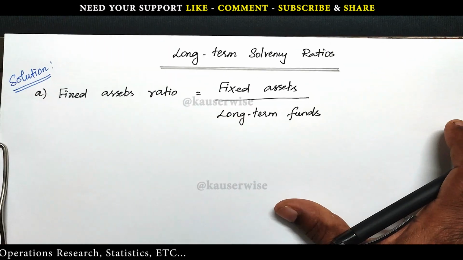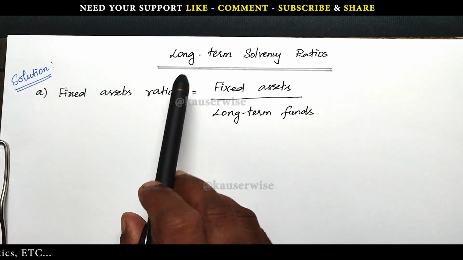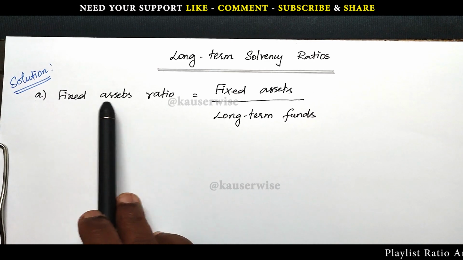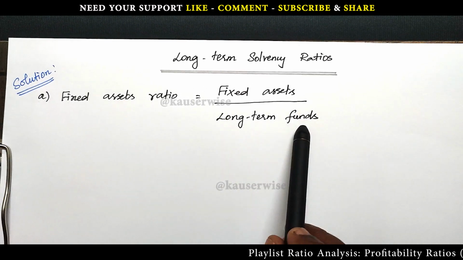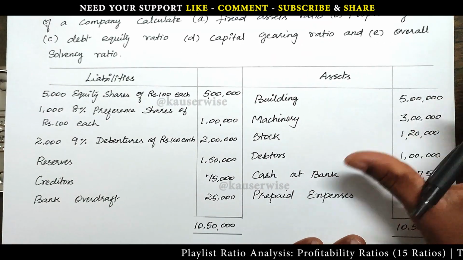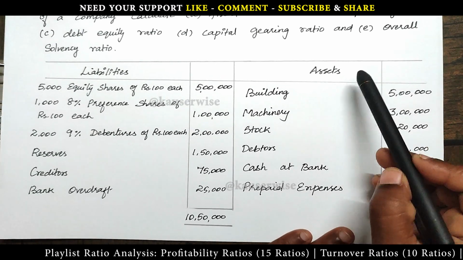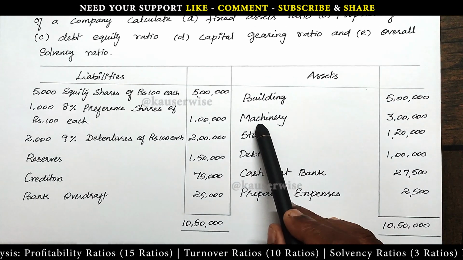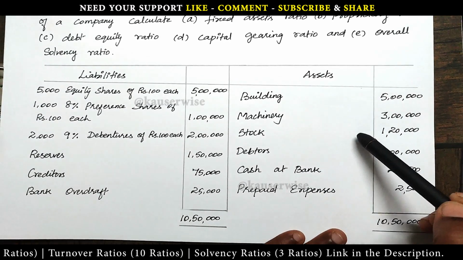See the solution. First, we are going to find out fixed assets ratio, which comes under long-term solvency ratio. The formula for fixed asset ratio is fixed assets divided by long-term funds. See the problem to find out total fixed assets and long-term fund. On the asset side, we have fixed assets, that is building 5 lakh, machinery 3 lakh. So these are the two assets which come under fixed assets.